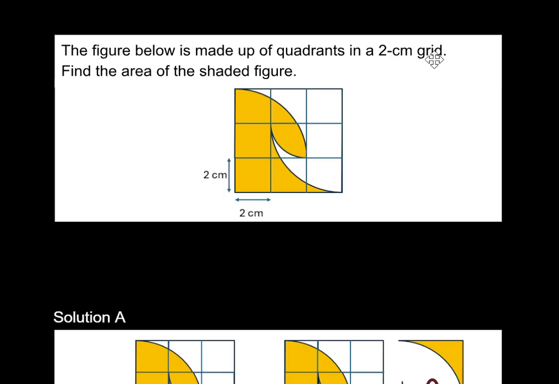When it says 2 centimeter grid, it means that every square is 2 centimeter by 2 centimeter. So this is 2, this is 2, this is 2, so total 6, and total 6 here as well. And this is the area of the shaded figure that you are supposed to look for.